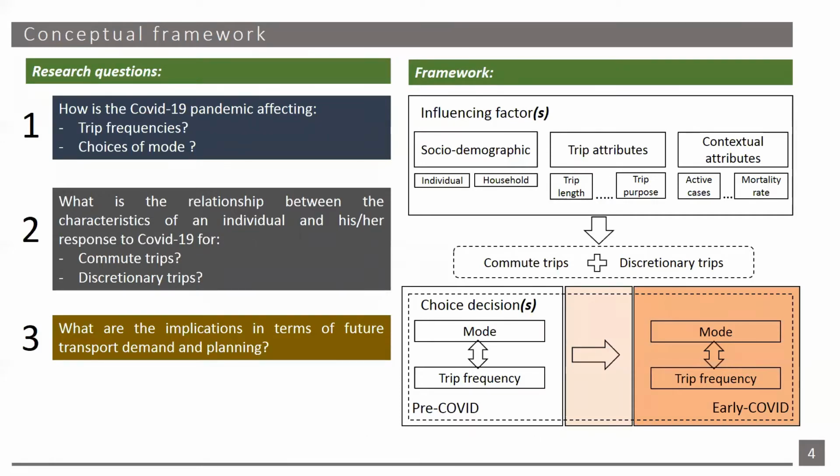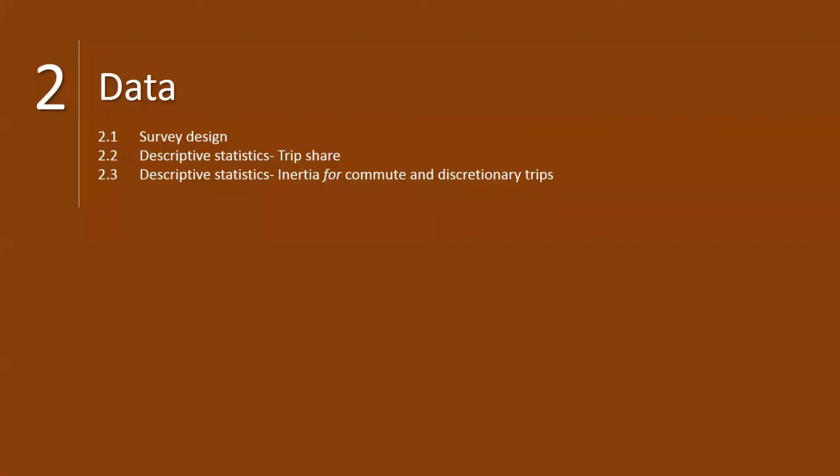As a framework, we identified majorly three categories of influencing factors. Those are, first, sociodemographics, second, trip attributes, and the last one being contextual attributes. We also did separate analyses for commute trips and discretionary trips to understand if there are any significant differences. And as for choice decisions, we attempted to model mode choice and trip frequency simultaneously, and to investigate how this changed from the pre-COVID to the early COVID period.